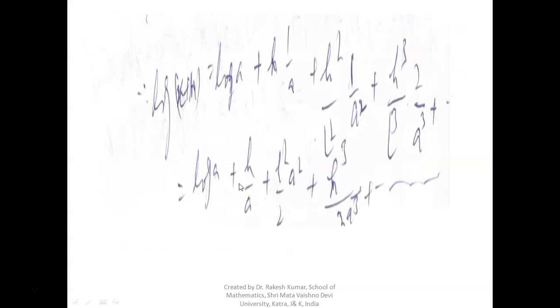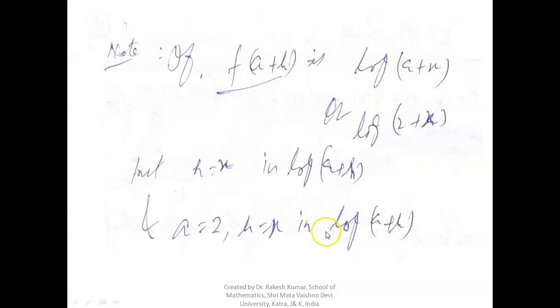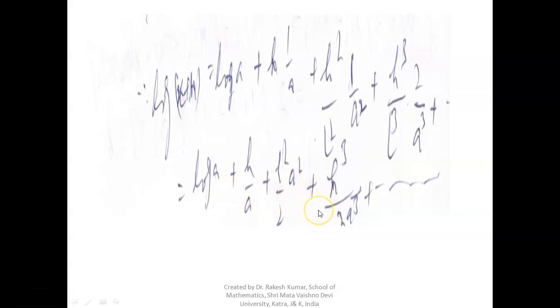These are the terms. Substituting in the previous expansion, log of (a plus h) now becomes log a, then h into 1 upon a, then h square upon 2 factorial into 1 upon a square, plus h cube upon 3 factorial into 2 upon a cube, and so on. Therefore we are left with log a plus h upon a minus h square upon 2a square plus h cube upon 3a cube, and so on. So this is the solution to the problem.